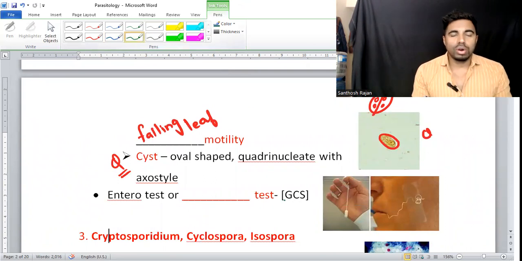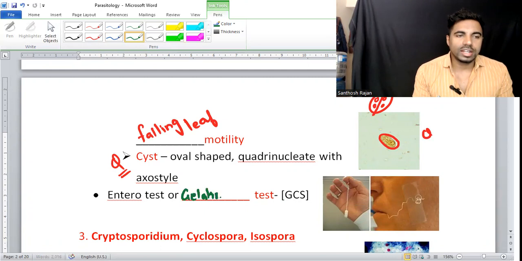Now next, we have a test called the Entero test. The Entero test is also called what? It's a gelatin capsule test, also called the gelatin capsule string test. We call it a string test. String test is sufficient to know.